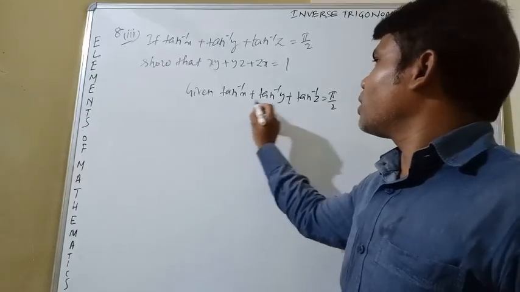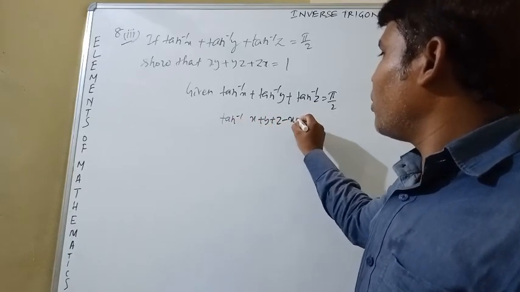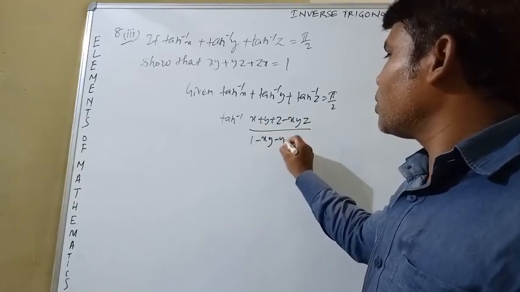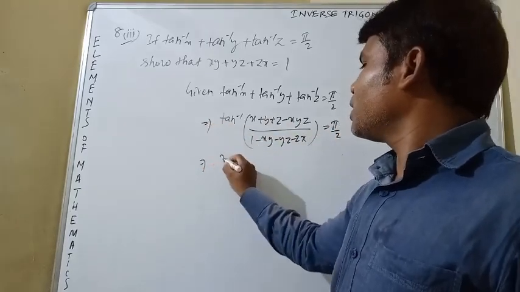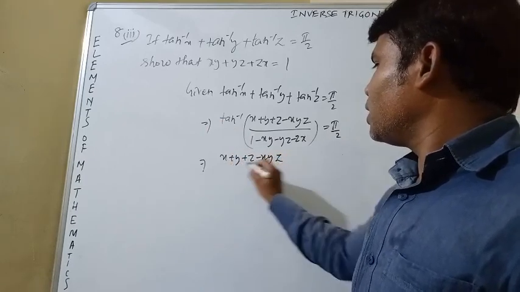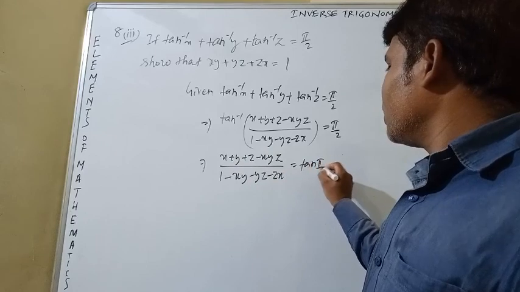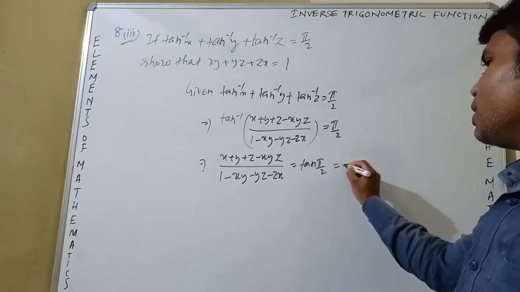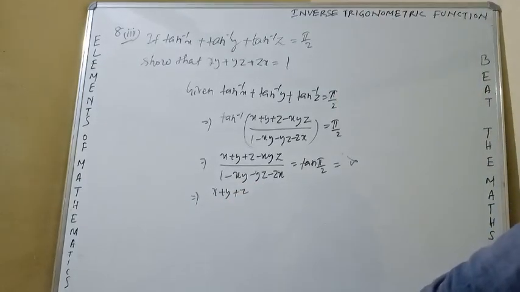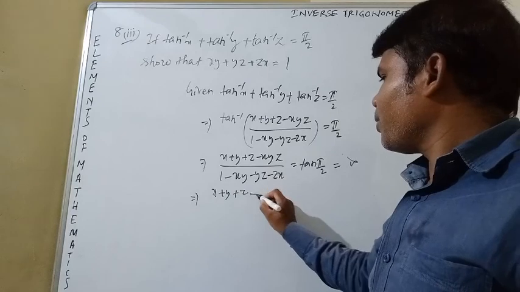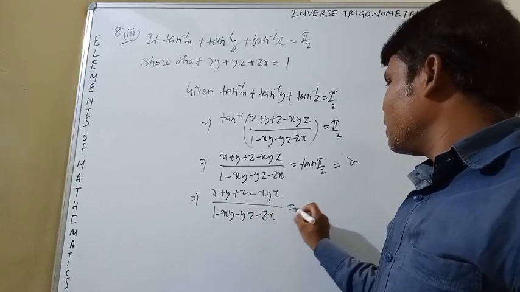Tan inverse x plus tan inverse y plus tan inverse z is equal to tan inverse of (x plus y plus z minus xyz) divided by (1 minus xy minus yz minus zx), which is equal to pi by 2. This implies (x plus y plus z minus xyz) by (1 minus xy minus yz minus zx) is equal to tan pi by 2. Tan pi by 2 is equal to infinite. This implies (x plus y plus z minus xyz) by (1 minus xy minus yz minus zx) is equal to infinite.